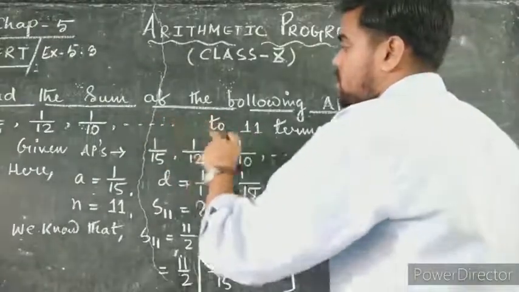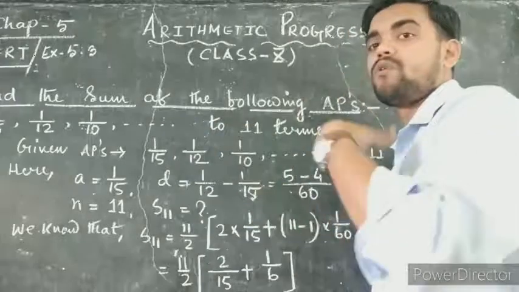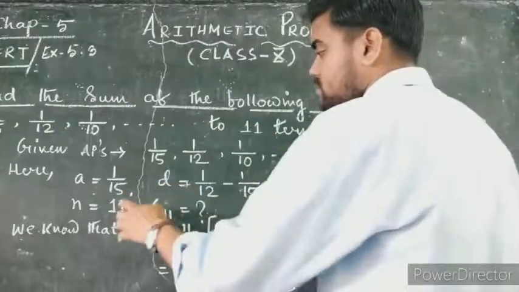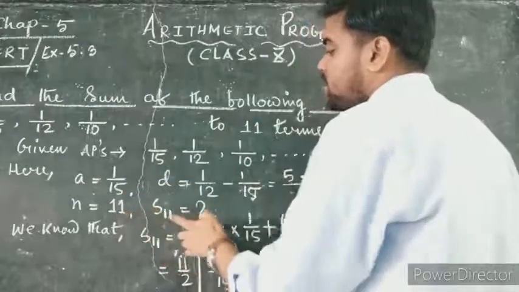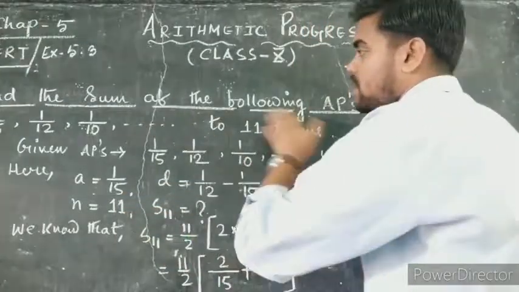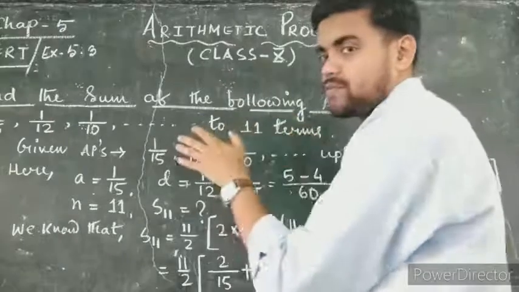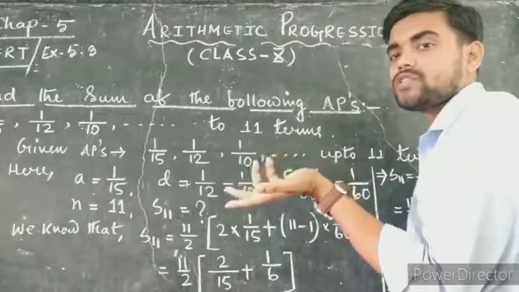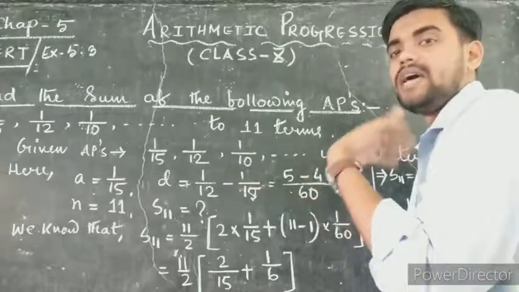That means this series has only 11 terms, not more than 11 terms. So that's why we have taken n equal to 11, and we have to find the sum of all the terms, that is, the sum of 11 terms, because in this question 11 terms are already given. So that's why we have to find the sum of 11 terms.